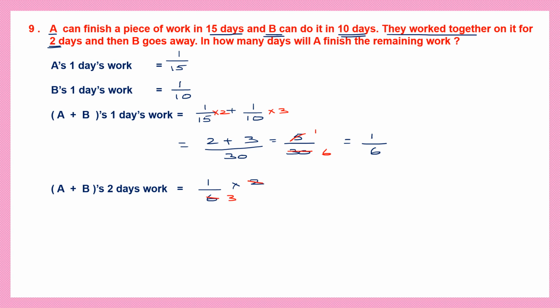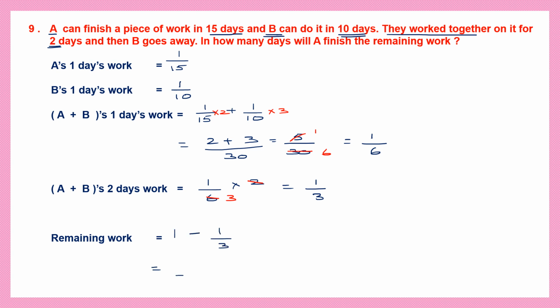So here we have 1 by 3. A plus B's 2 days work is 1 by 3. Now there is some work left, and that is the remaining work. And then B goes away, isn't it? So we have to first find the remaining work. So the remaining work will be 1, which is the total work, minus 1 by 3.